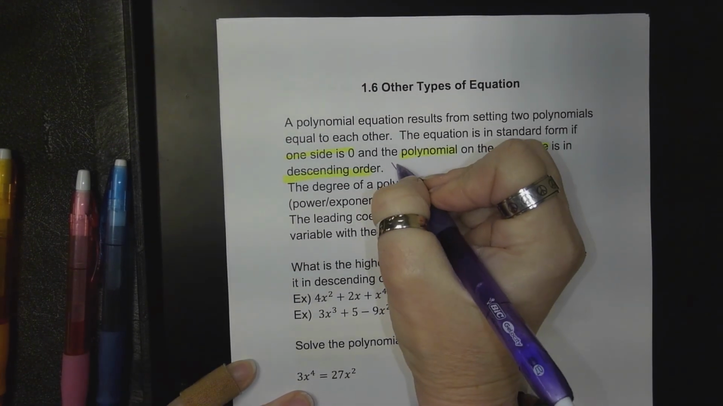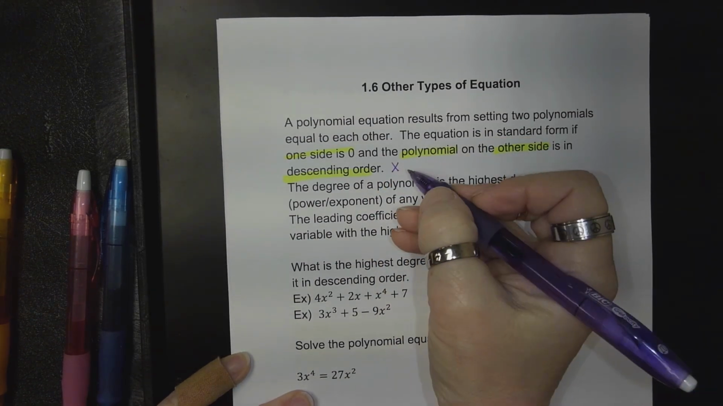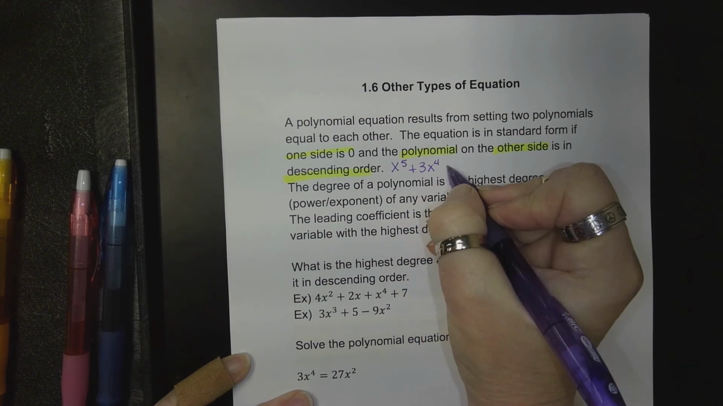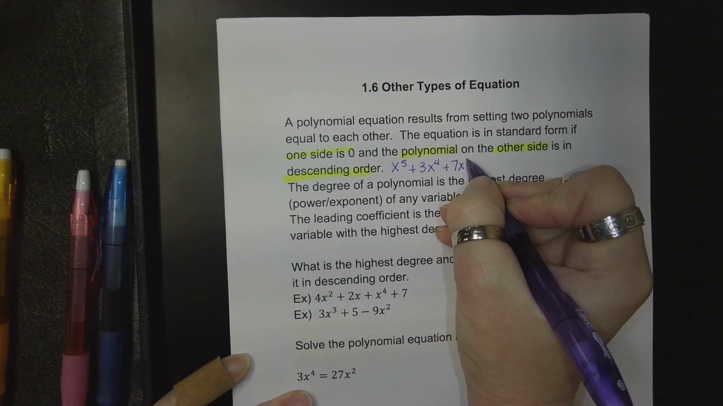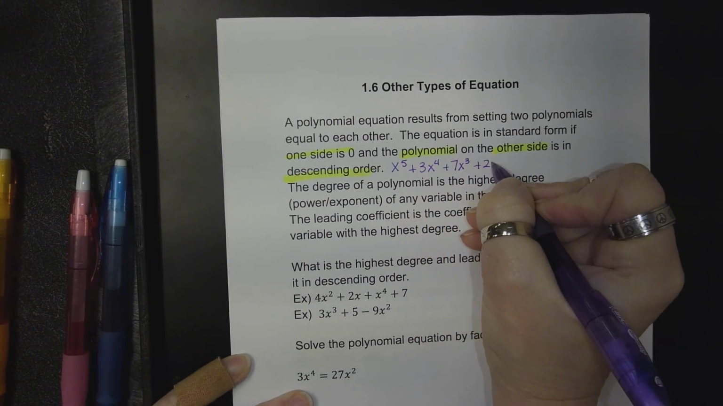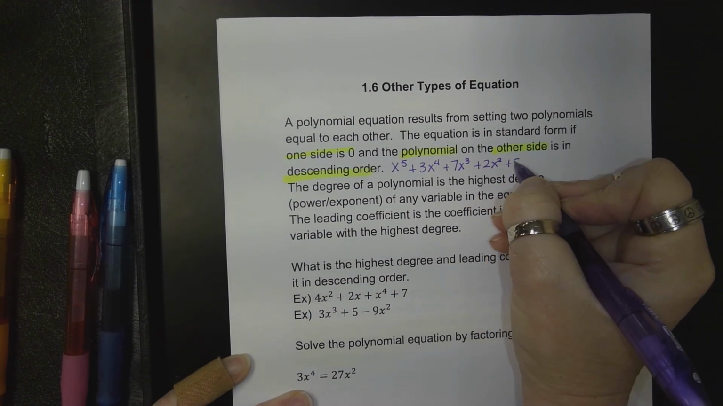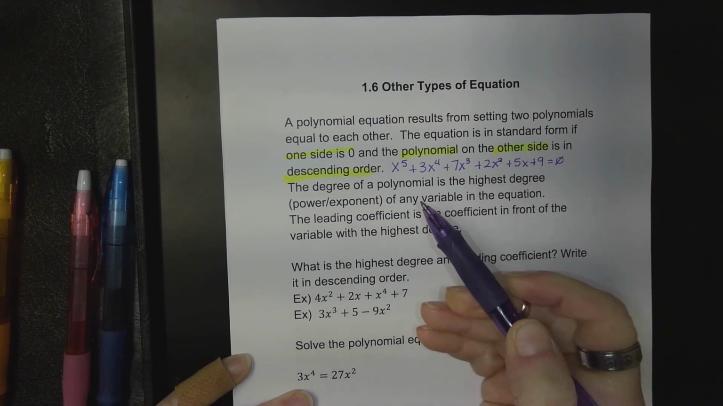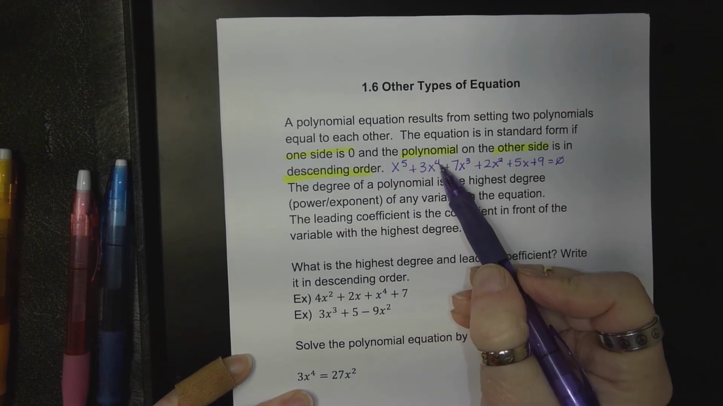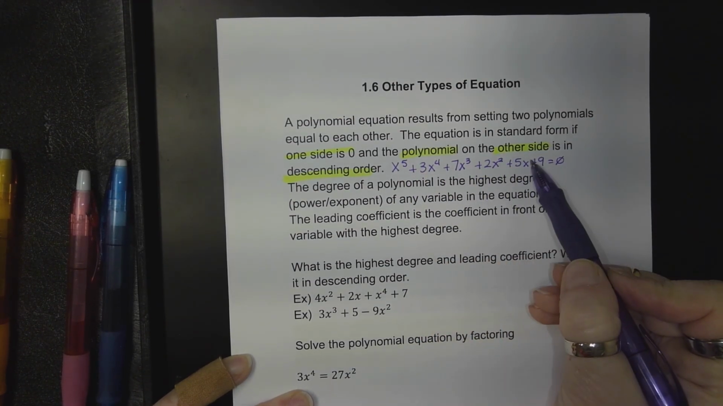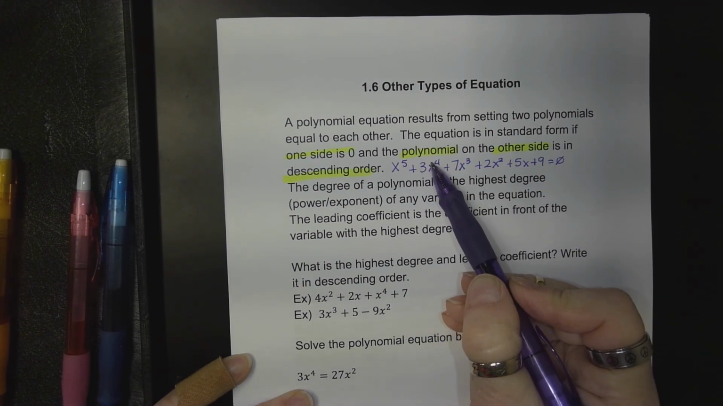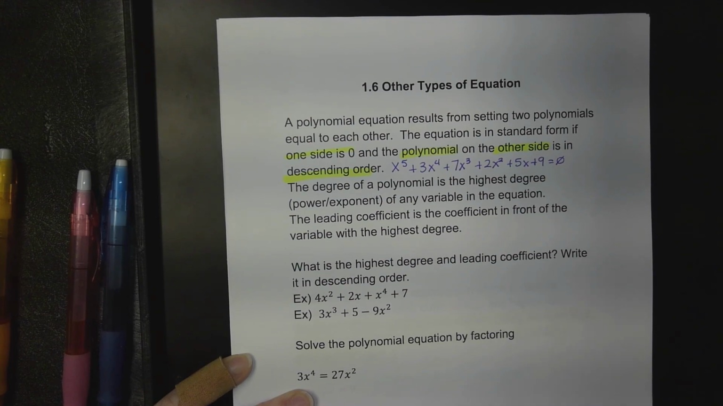So this is descending order. If we have something like x to the 5th plus 3x to the 4th plus 7x to the 3rd plus 2x squared plus 5x plus 9 equals 0, you can see our exponents go from 5 to 4 to 3 to 2 to 1, and then this one is x to the 0, which is just 1. So we always want them to be stepping down, just like going down steps. We want it to descend, okay?